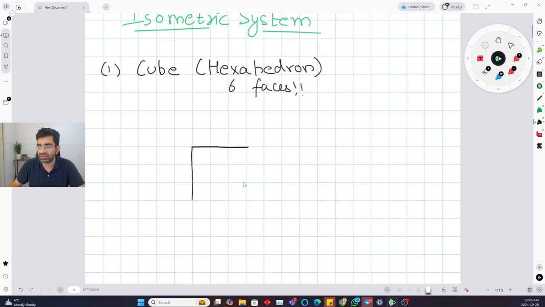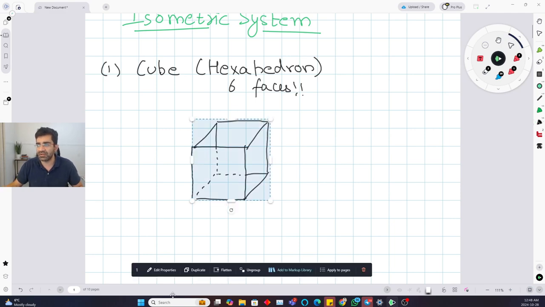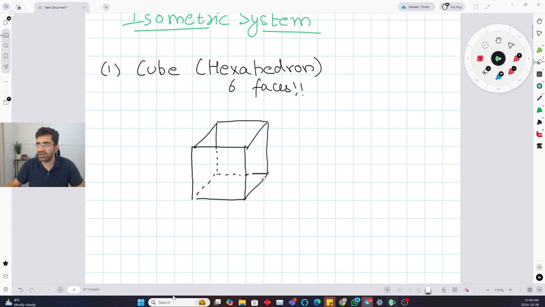So you draw a square here and then a little bit behind it you draw another square. Maybe if you want you can go dotted behind it. They should both be the same and then just join the corners. Okay, now I think I should have made that one also dotted. In terms of Miller indices, not of a single face but the family of faces, it is 1 0 0.